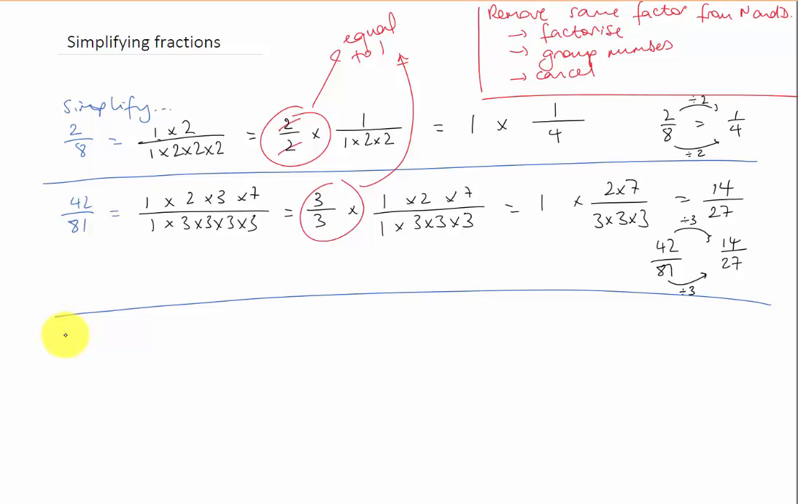How about if I asked you now to simplify 17 over 41? So what are the factors of 17 and 41? Well, these are both prime numbers, so there aren't any. So all I can do is go 1 times 17 over 1 times 41. And there's nothing more you can do, so I cannot simplify.